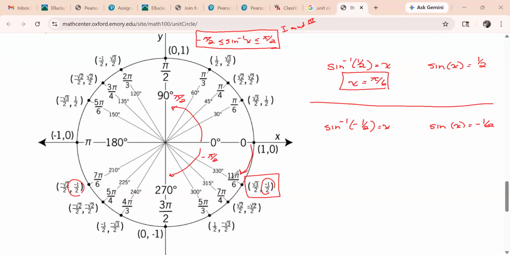So it's not that we want 11 pi over 6, it's that we would have to say 2 pi minus 11 pi over 6, which is going to leave me with a negative pi over 6. So it went in this direction, negative pi over 6 to rotate to that position. So this would be my answer, is the negative pi over 6.